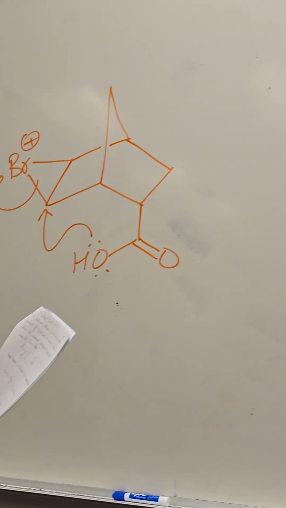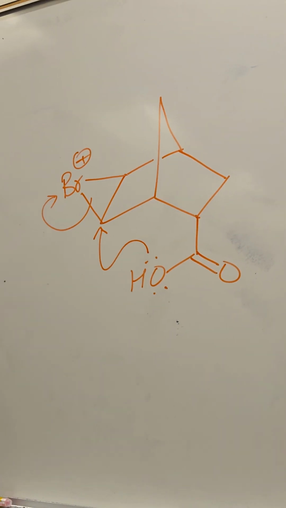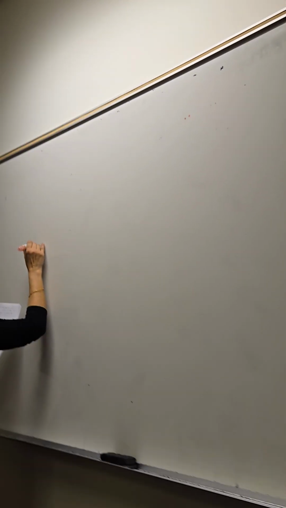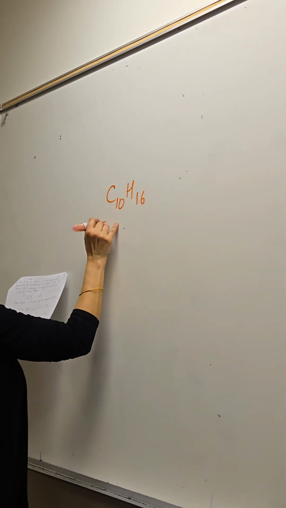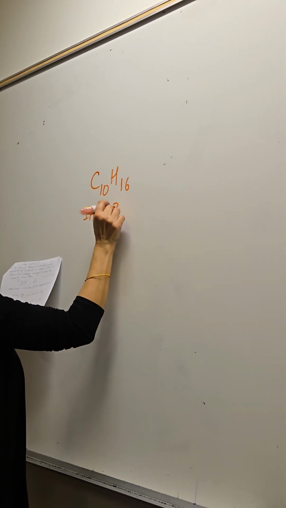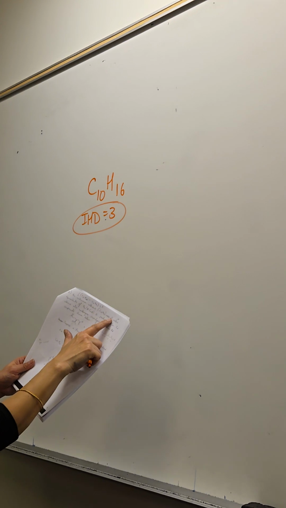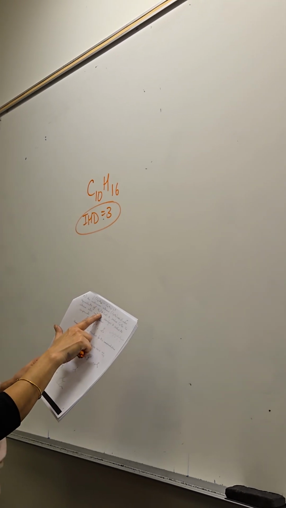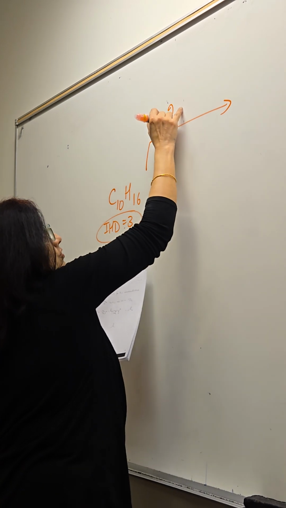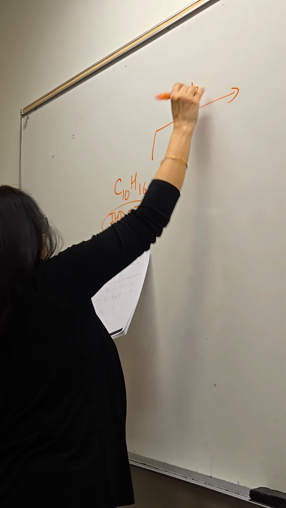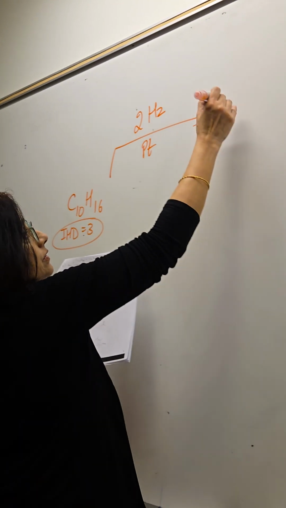I'm trying to do 22.6. Yeah. Let's write here. I did the IHD. What do you mean? Oh, I was trying to do my math. It uses 2 molar equivalents of hydrogen with platinum to create C10H20, right?